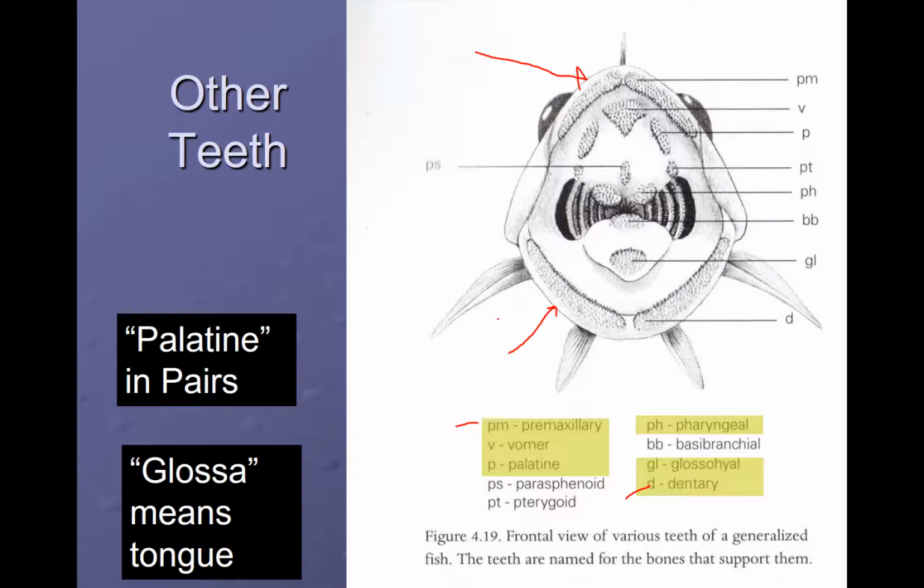Up here on the roof of the mouth, you've got the vomer teeth, which is a single patch, and the palatine teeth, which are in pairs. One way you can remember that is palatine is in pairs. And you also see down here on the tongue, we look for tongue teeth in a lot of species, like Kentucky bass and warmouth. We look to see if there's teeth on the tongue, and those are technically called glossohyal. Glossa means tongue. Anytime you see the word glossa, think tongue.